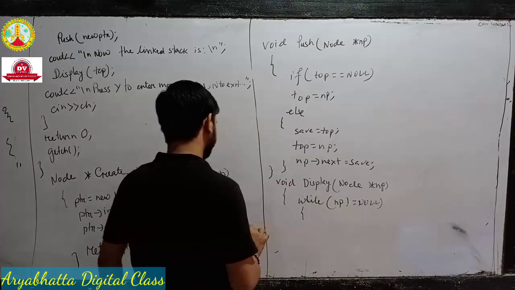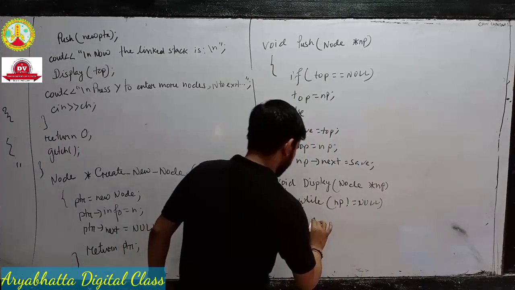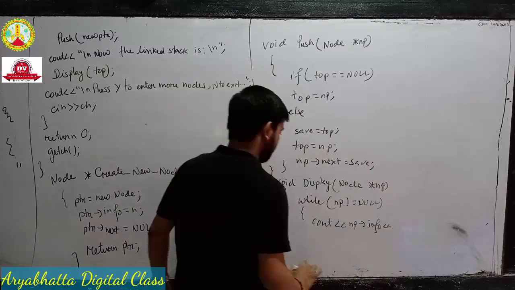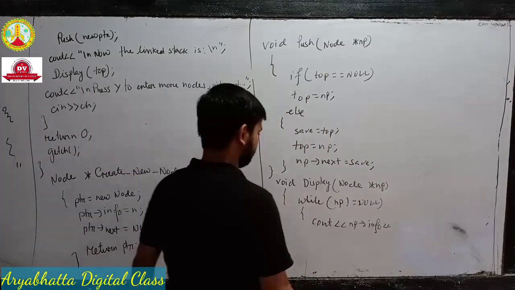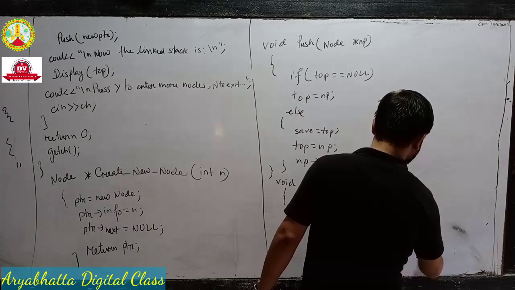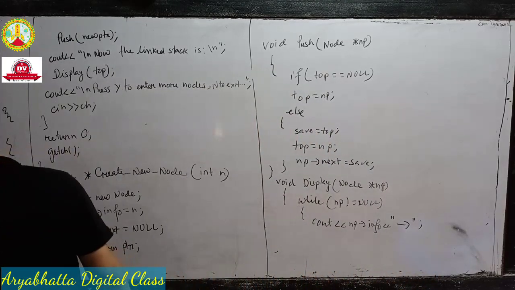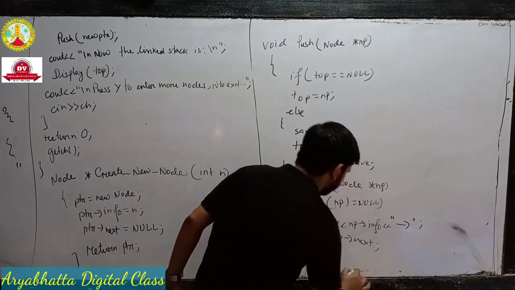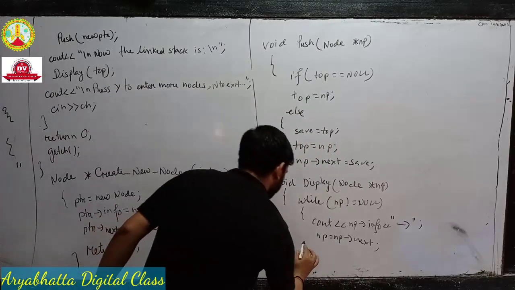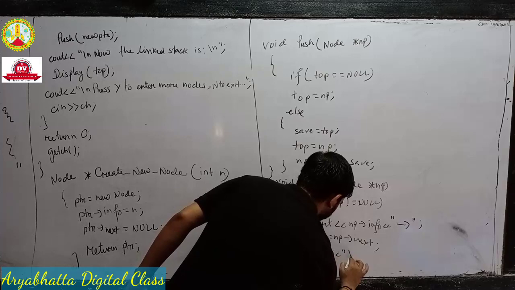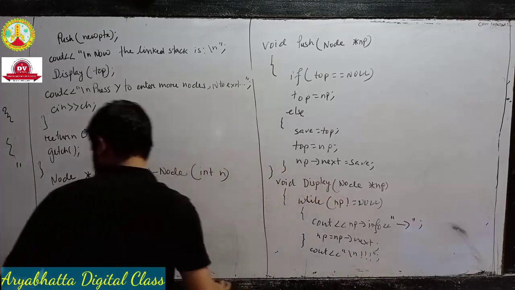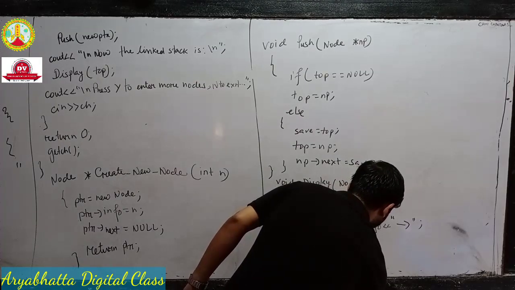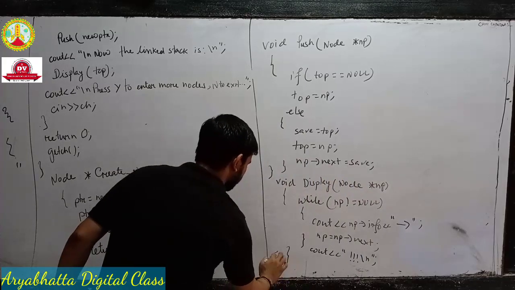When np is not equal to null, np info, and np is equal to np next. np means new ptr here, okay? This is where backslash n, and this is the ending.